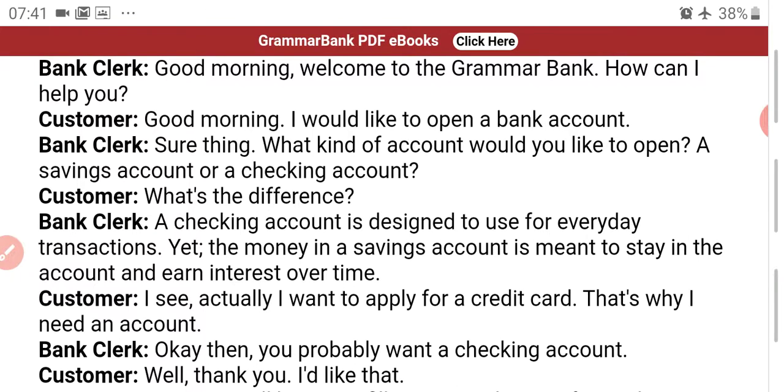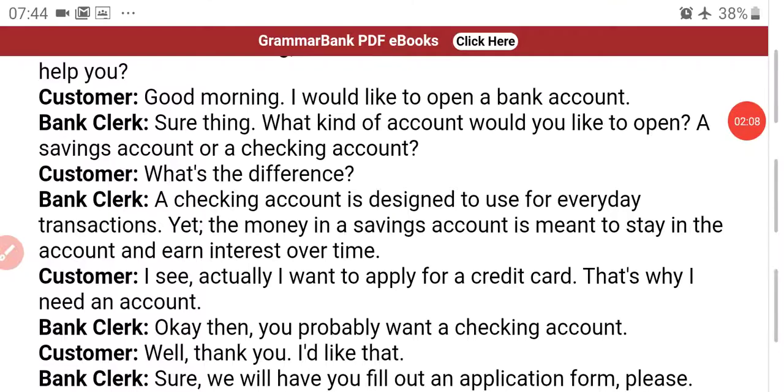Right. Now, a checking account is designed to use for everyday transactions, yet the money in a savings account is meant to stay. So here, checking account would be more like what we have as a current account, right? They have different functionalities. Savings account and the current account have very different functionalities. So it's better to ask rather than assume, so that you can open an account that is more suitable for you.